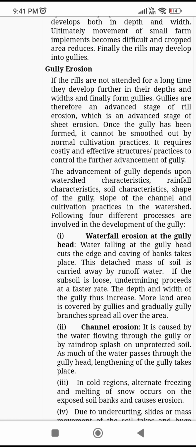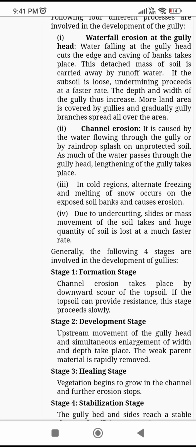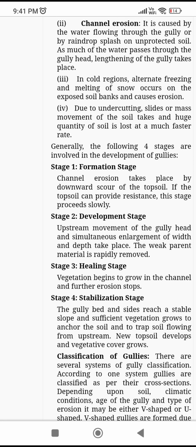The advancement of a gully depends upon watershed characteristics, rainfall characteristics, soil characteristics, shape of the gully, slope of the channel, and cultivation practices in the watershed. So these are the four stages of development of gully. Remember this. First is the formation stage.